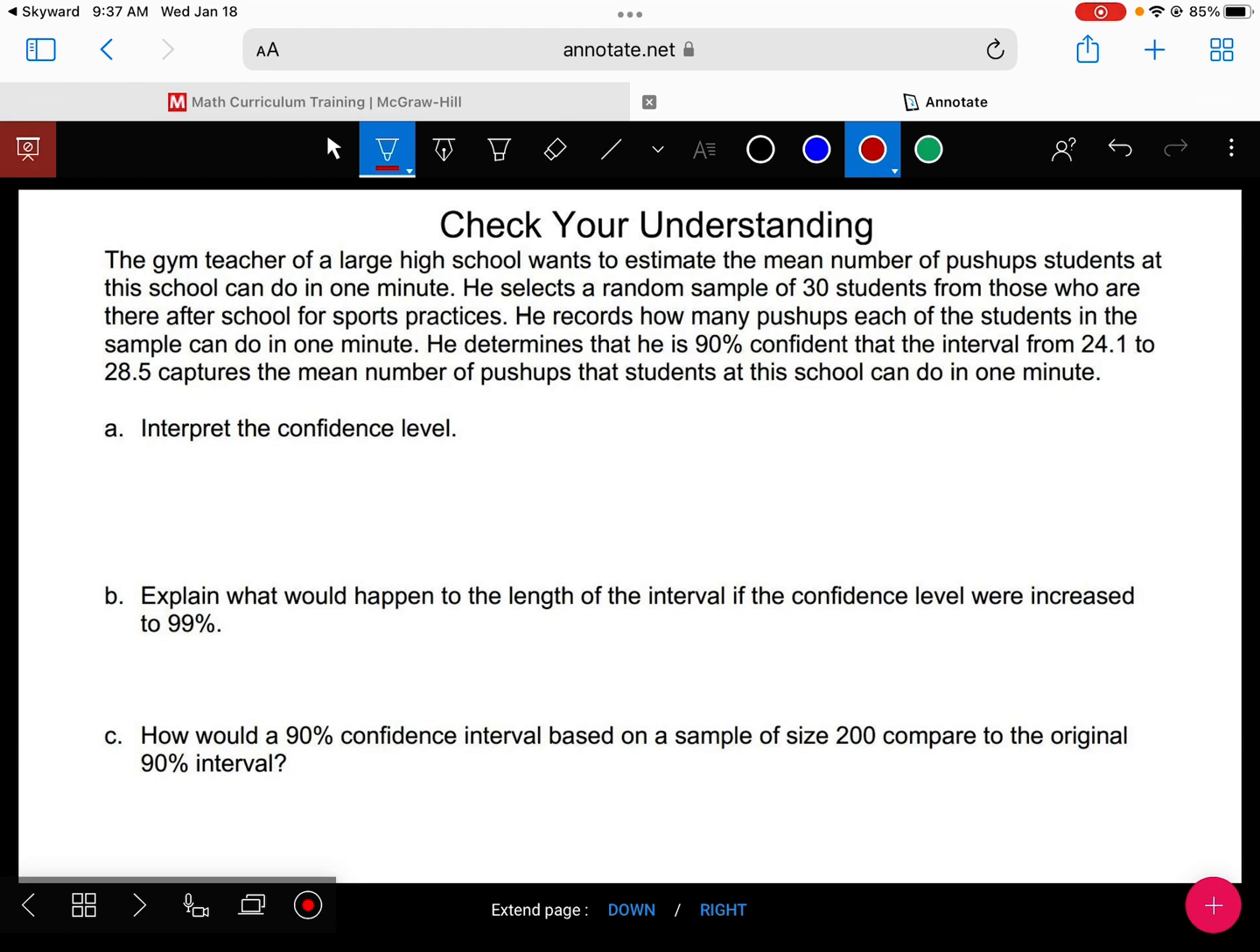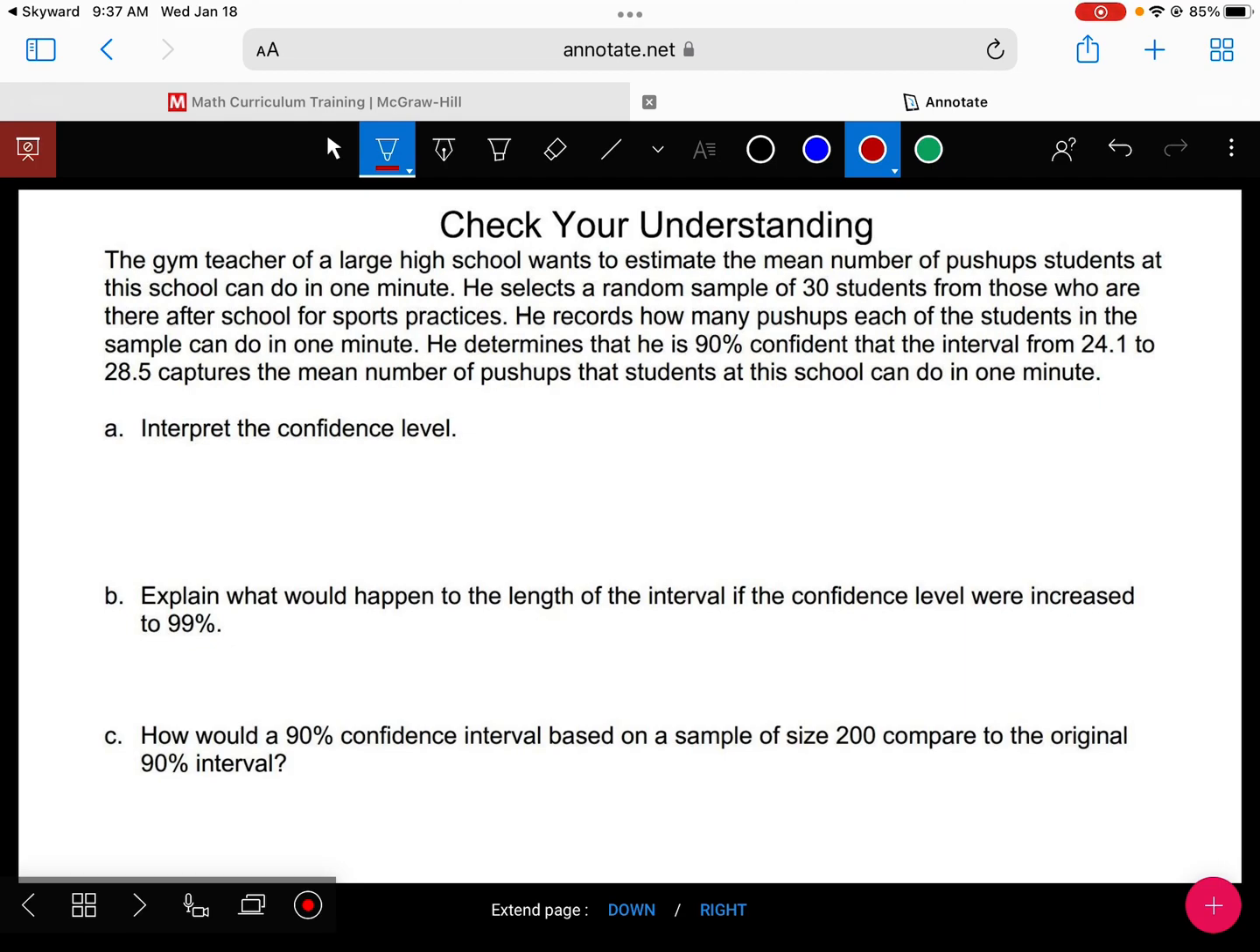What would happen to the length of the confidence interval if the confidence level were increased to 99%? What would we see happen? Margin of error would increase. So my intervals are going to get wider. My margin of error increases. Yes.